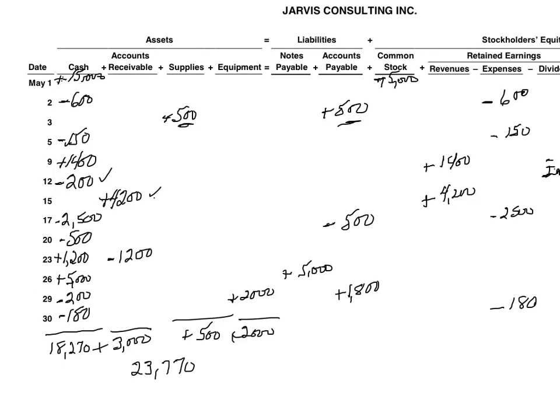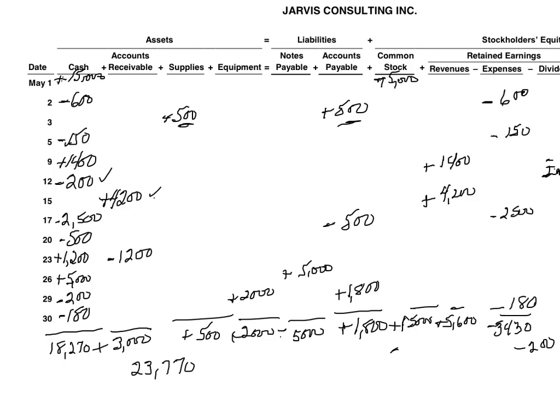Now on the liability side, I have a notes payable of 5,000. So put the equal sign here. Plus accounts payable of 1,800. You can add that up. Common stock of 15,000. Revenue of 5,600. Expenses 3,430. And dividends of 200. Put it here. So it's negative dividends, negative expense. 5,000 plus that, plus common stock of 15,000 plus 5,600. And on this side of the equal sign, I have 23,770.